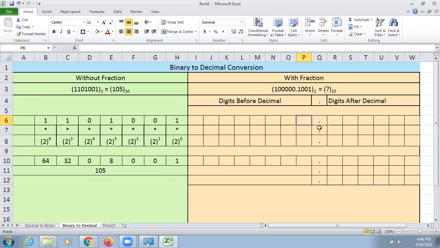We will write this as decimal. Here we will write the numbers before the decimal point, and here the numbers after the decimal point. So before the decimal, we have first five zeros: 0, 0, 0, 0, 0, and then 1, 0, and then 1. And after the decimal, we have 1, 0, 0, then 1. Right? Okay, now let's put a multiplication sign here.